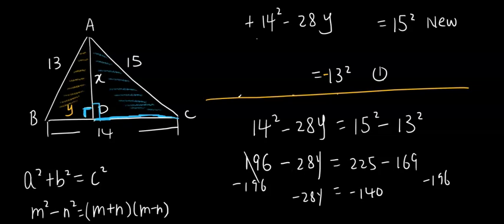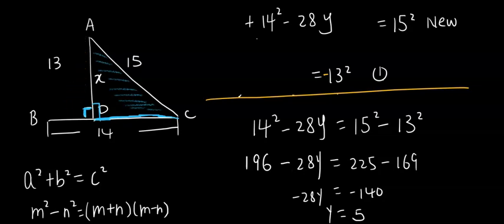I'm going to erase all the parts that I don't need, to make the notes look better for you. All right, last step, divide by negative 28 on each side. We have y is 5. So y is 5. Now, I'm going to go back to this yellow triangle. Y is 5. The moment of truth is coming.